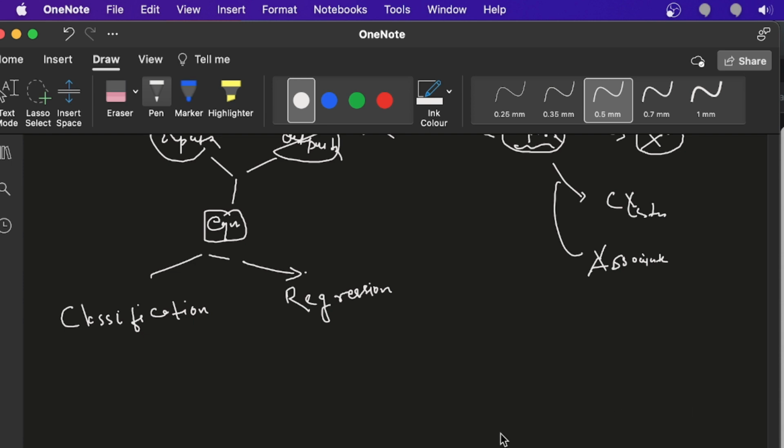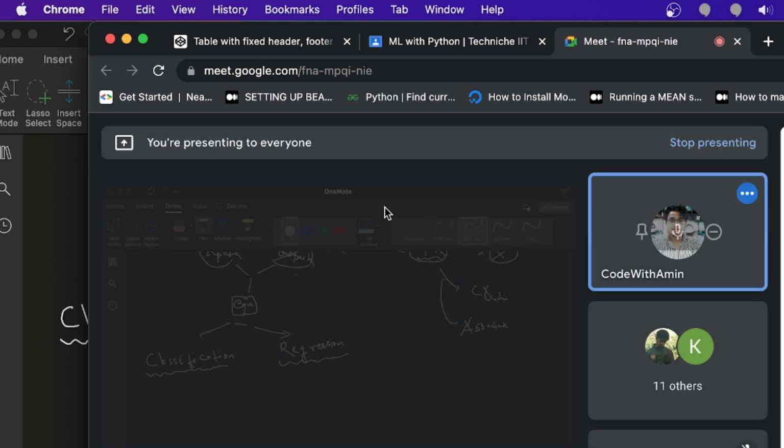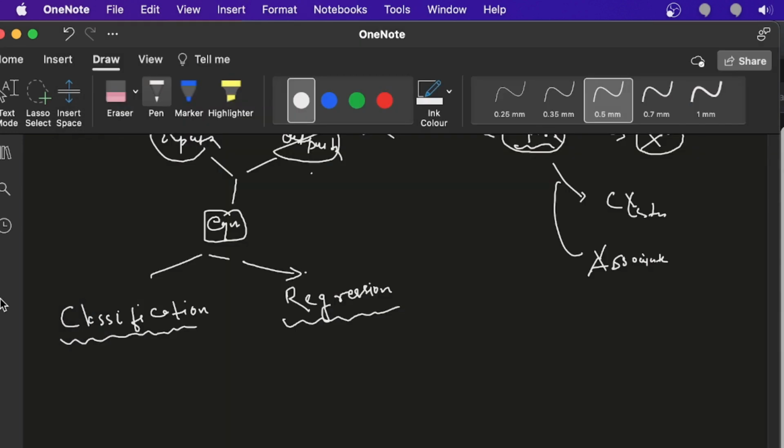Okay, let's explain this. Classification, yes, it is good. It is helping me to classify the data, and regression is helping me to get some continuous value. So how is that possible? Listen. Suppose at the end your target is, by using this input, you have to predict the output.